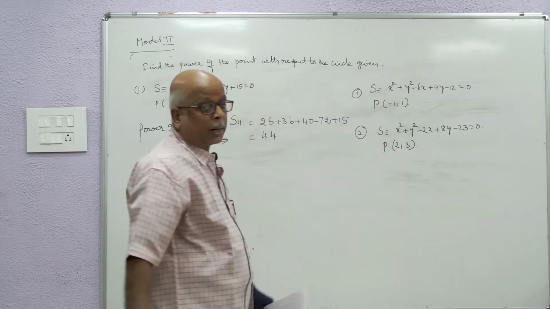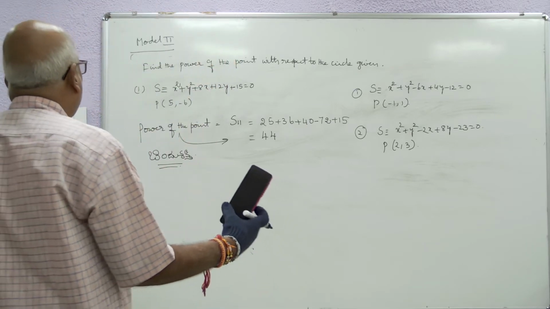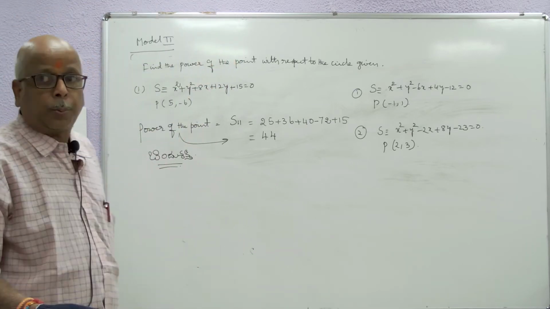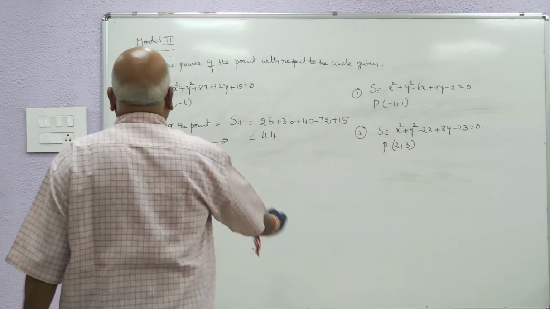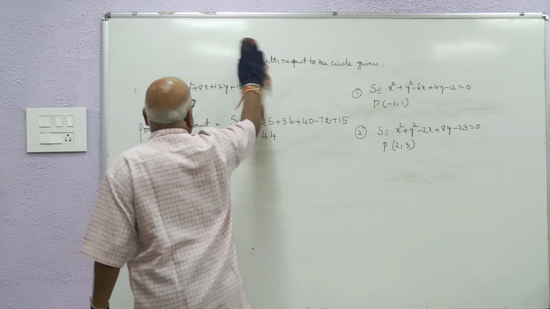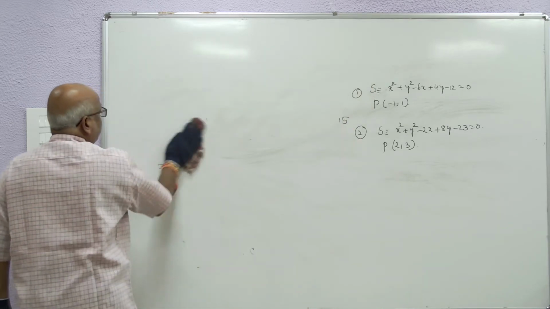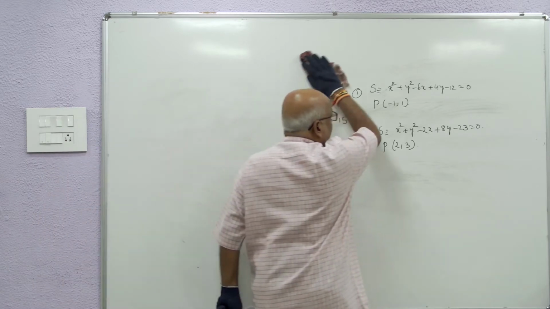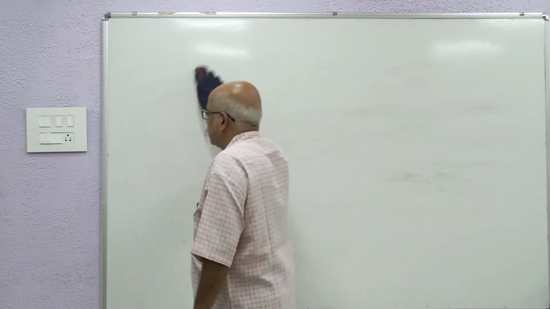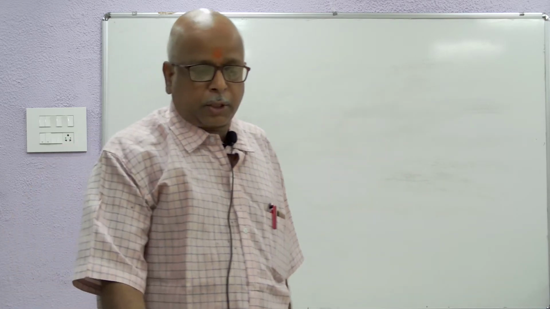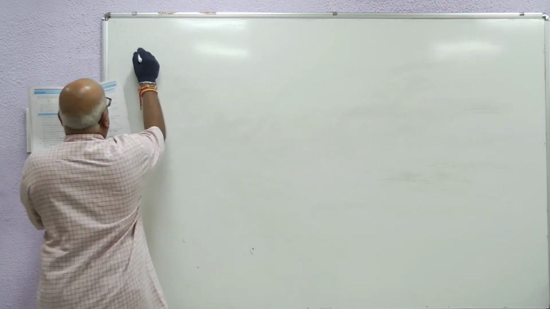Heading once again I will repeat. Find the power of the point. Under that heading we have done the model 2 problems. Now third model is finding out length of tangent. Finding out length of tangent of the given point with respect to the circle. Let us take up this one as model 3.